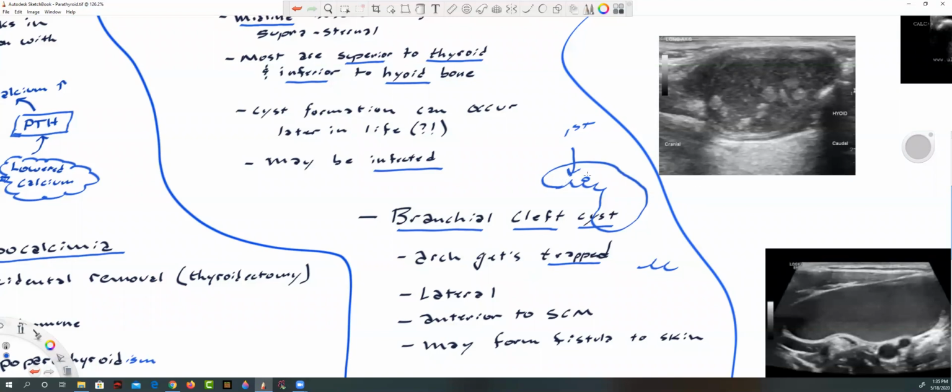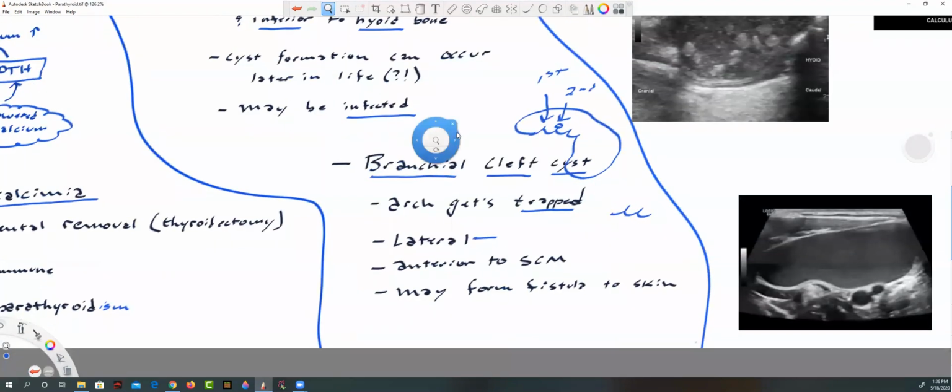So if that one gets trapped, the second is the one that we're concerned about. Something like 95% of all branchial cleft cysts are from the second. That one is going to be in the neck, lateral, never midline, it's always along the side, anterior to the sternocleidomastoid muscle. And if it doesn't create a cyst, if it's even worse, it could actually create a fistula to the skin. So deep in the neck, all the way up through the skin.